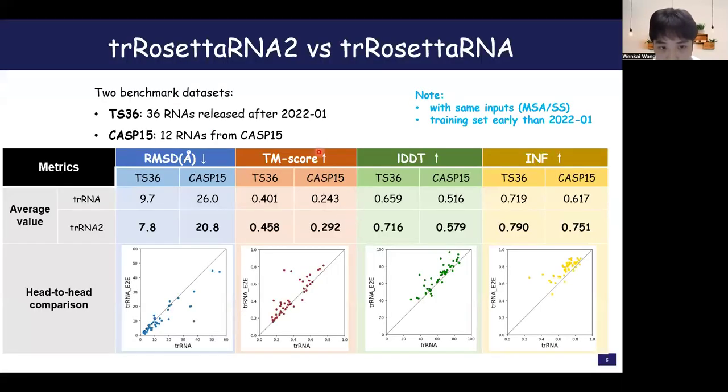Now I will introduce the results. This page compares TR-RNA2 with its predecessor TR-RNA using two benchmark datasets that do not overlap with our training set. The results show that TR-RNA2 significantly outperforms TR-RNA across all metrics, including global metrics like RMSD and TM-score, as well as local metrics such as LDDT and INF. The head-to-head comparison also confirms that TR-RNA2 shows improvement on most targets.